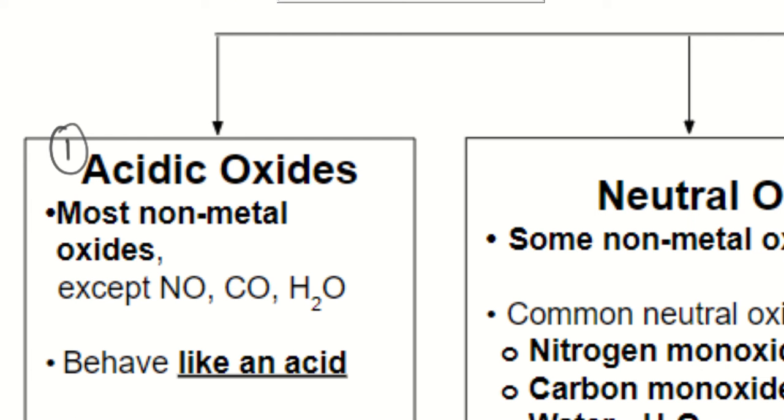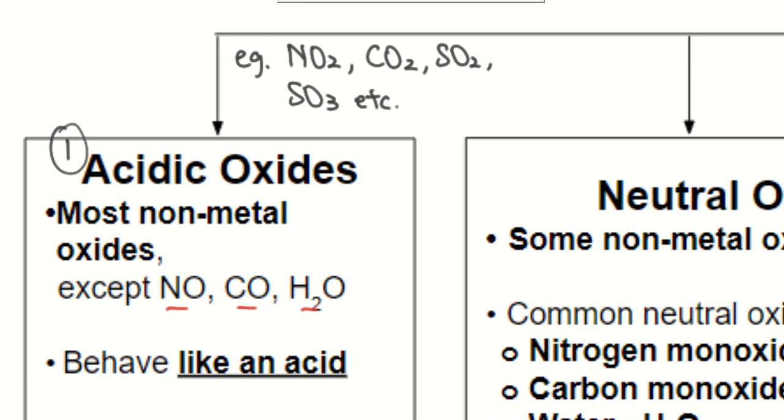The first category of oxides are acidic oxides. Acidic oxides actually come from most non-metal oxides except for these 3. So for example, I can have NO2, CO2, SO2, SO3, and so on, because all these are formed with non-metals, nitrogen, carbon, sulfur, and they are not NO, CO, H2O.